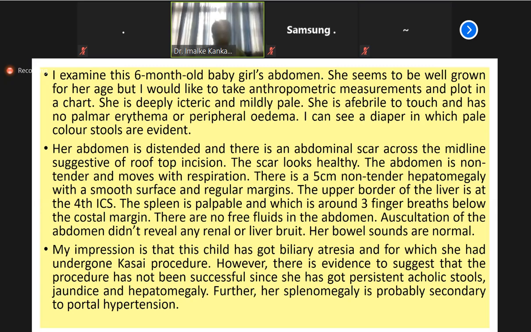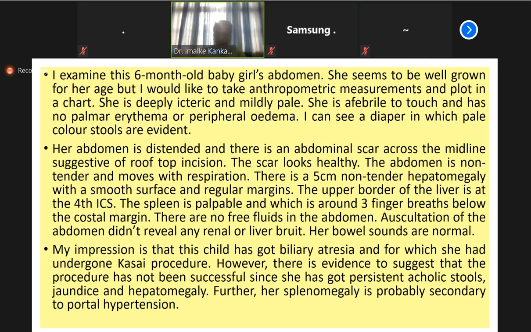The upper border of the liver is at the 4th intercostal space. Stop. The spleen is palpable, which is around 3 finger breadths below the costal margin. There is no free fluid in the abdomen. Auscultation of the abdomen did not reveal any renal or liver bruit. Her bowel sounds are normal. My impression is that this child has got biliary atresia, for which she had undergone Kasai procedure. However, there is evidence to suggest that the procedure has not been successful since she has got persistent acholic stools, jaundice and hepatomegaly.